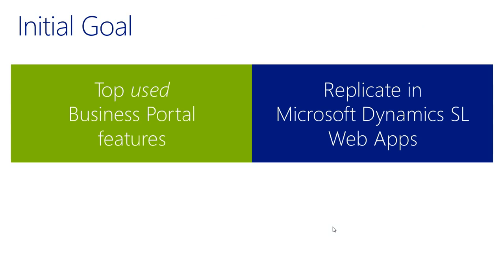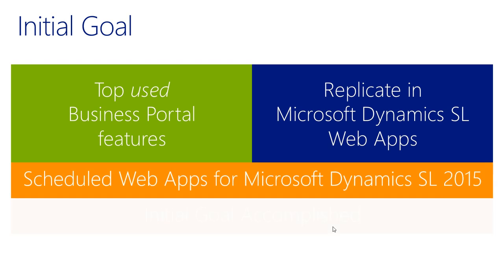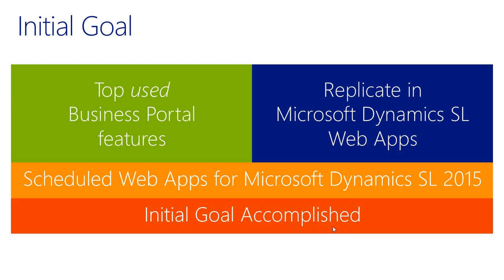Now, with these web apps, the initial goal, and hopefully you're seeing it with that list that I just showed you, our initial goal is to go really after the business portal and start replicating those core used features. What do I mean by used? Well, there's lots of things in Business Portal, but we kind of know what are the top features that are actually used. And we wanted to go after them and create them. So what we did is we went ahead and with those web apps that are scheduled to release for SL 2015, we feel that when 2015 comes out, the second half of this year, that we will be hitting that initial goal. Now, we're not done with that. That is, again, initial.